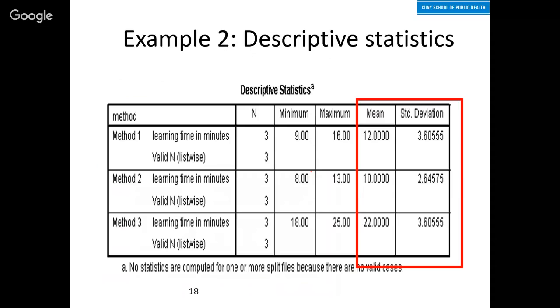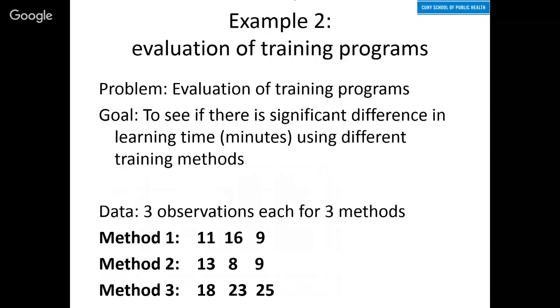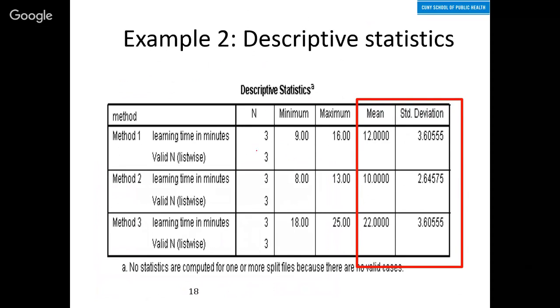So taking a look at that, some sample data for the 3 learning methods, we have, so this is a very small study. It's only 3 observations for each of these 3 methods. So in our descriptive statistics, we've got n equals 3 in each of these groups. We calculate a mean and a standard deviation for each of those groups.